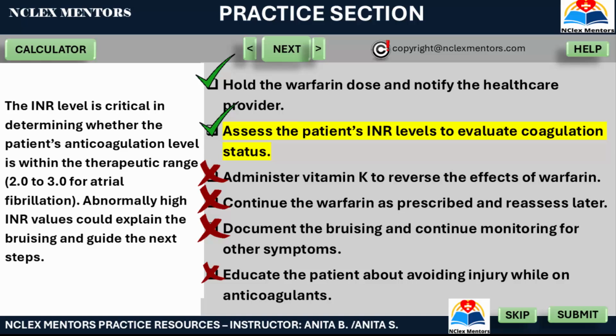2. Assess the patient's INR levels to evaluate coagulation status. So what step is this? This is assessment. The INR level is critical in determining whether the patient's anticoagulation level is within the therapeutic range, 2.0 to 3.0 for atrial fibrillation. Abnormally high INR values could explain the bruising and guide the next steps.